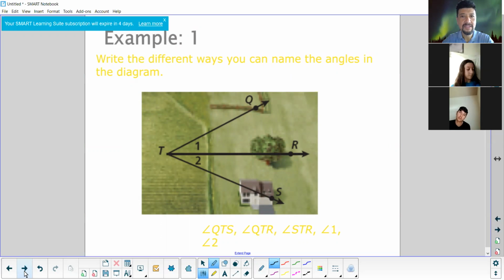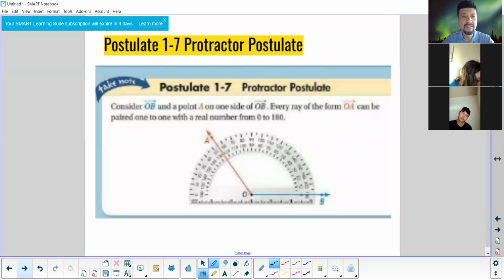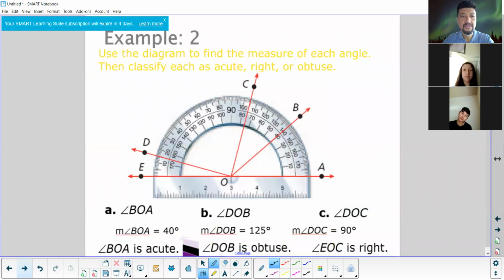Okay, now let's do the next one. This postulate is just saying that everything's unique. We're not going to go over it.